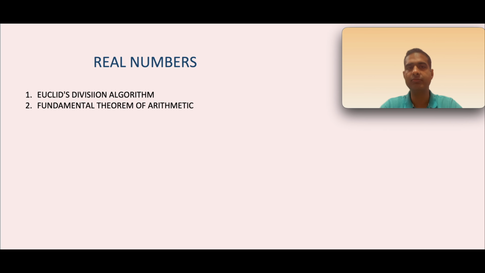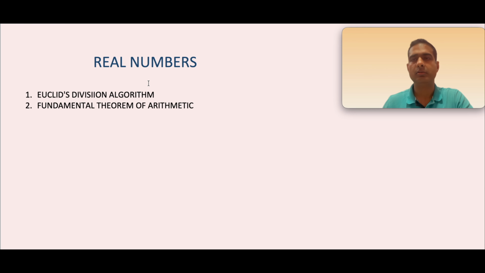So let's start the first chapter of the class 10th, that is real numbers. In class 9th also you studied about the real numbers. In class 9th we basically focused on the irrational numbers. In class 10th we are going to mainly study about two theorems. The first one is Euclid's division algorithm. So using Euclid's division algorithm, we will be trying to find out the HCF of large numbers.